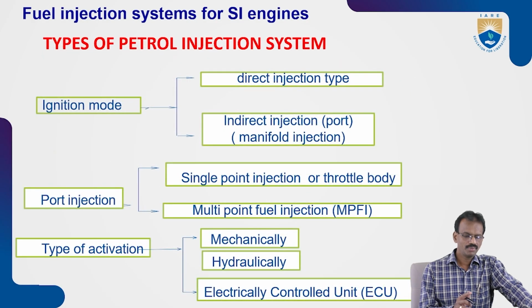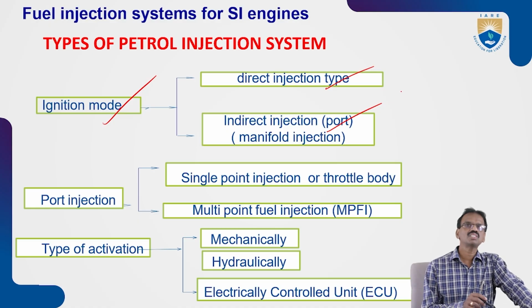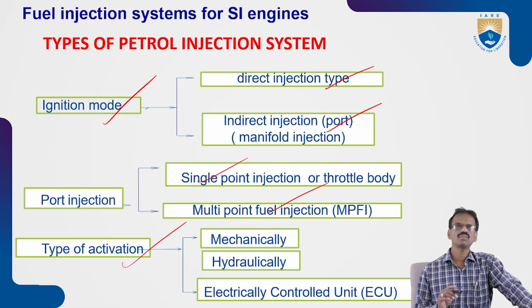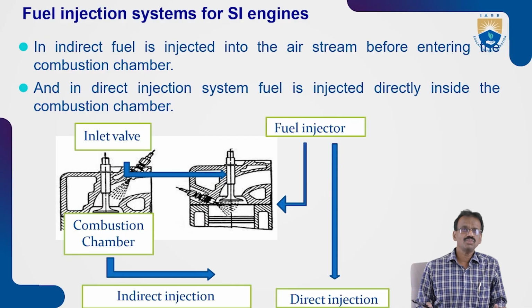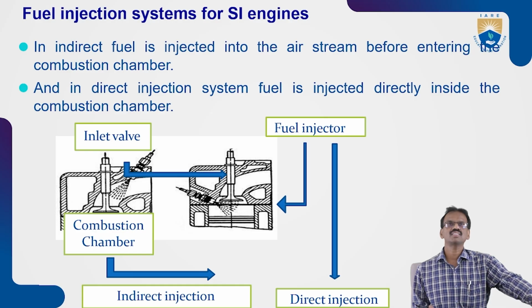So the same we can classify based upon these points also. Based upon the ignition mode, there are two types: direct injection and indirect injection. Based upon the port injection, two types: single and multiple. Based upon the throttle, single and multi-point also. Then the type of activation also: to activate this, some electronic control units are there to control the fuel injection systems. We'll see later. The first one, we know there are two types of injection system: one is the direct injection system, another is the indirect injection system.